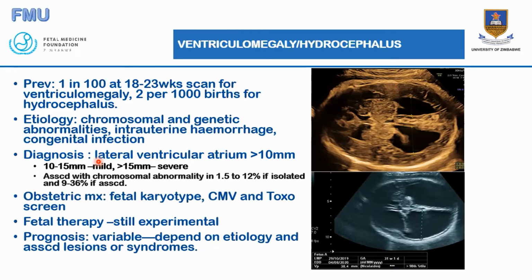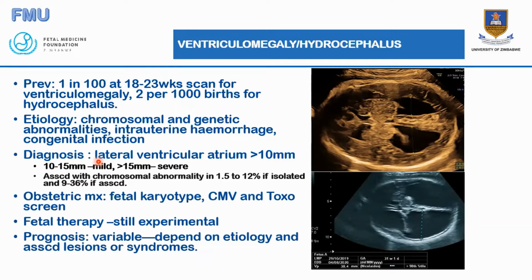If it is isolated and mild, the prognosis is good in most cases because the majority self-resolve, and we have ruled out an underlying chromosome abnormality. So the outcome is good, and our counseling is more reassuring and encouraging for the woman to carry the pregnancy.